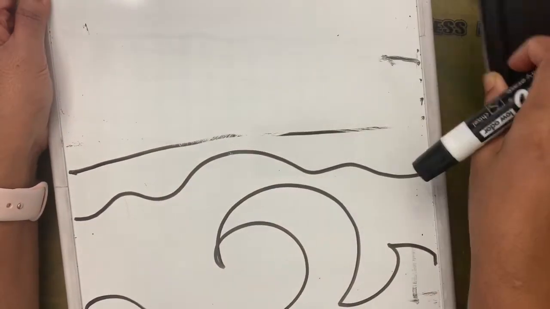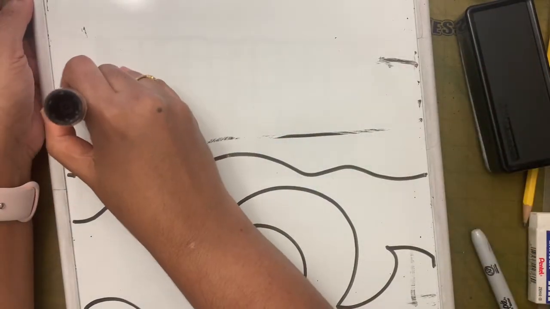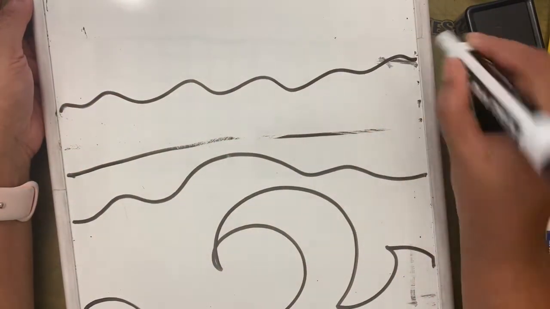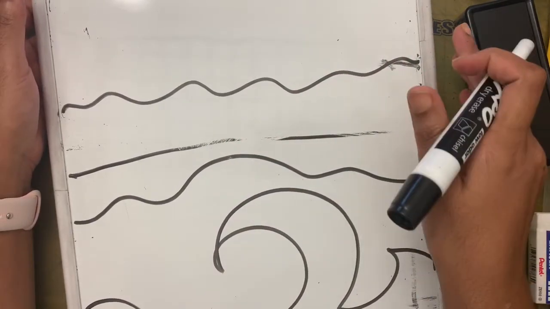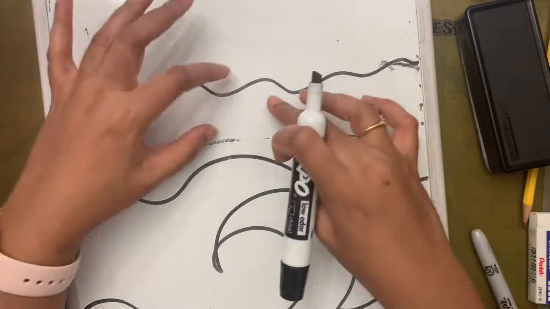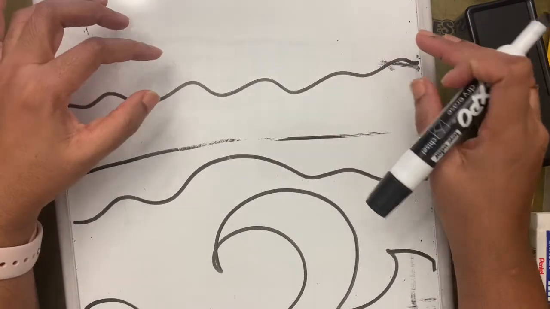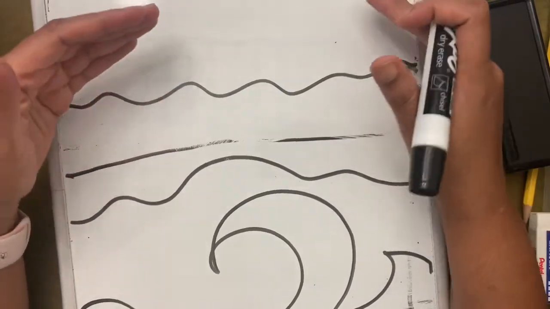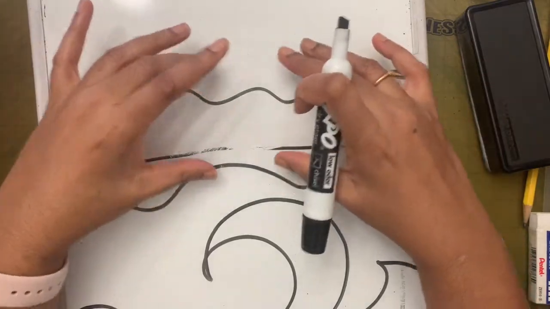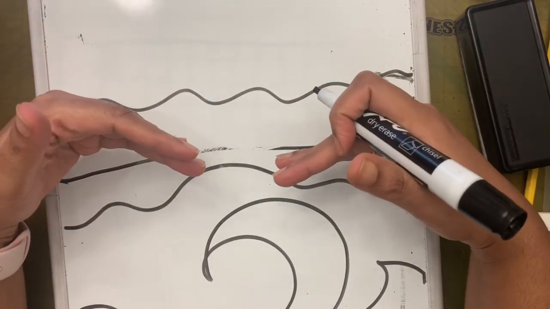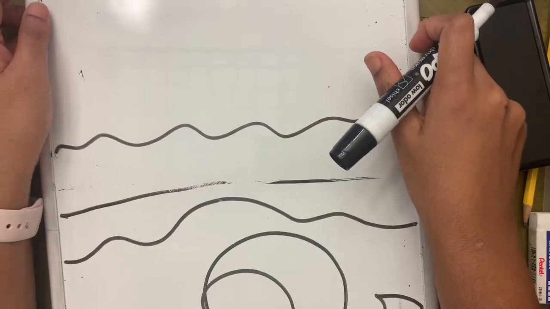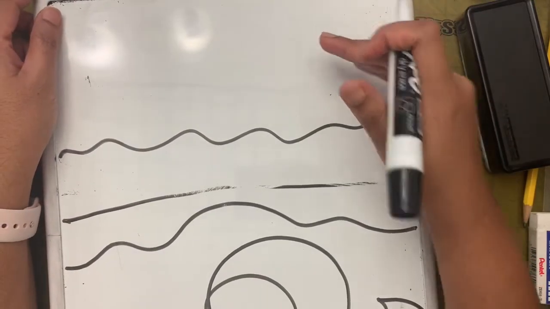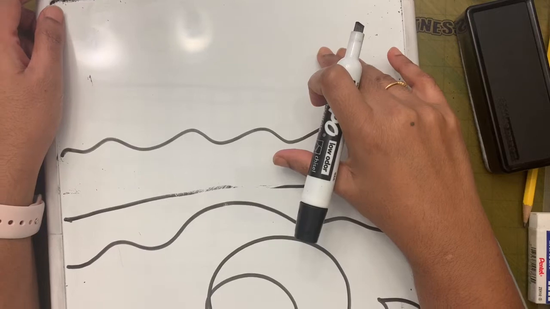Now, if you just want to draw like this, that is also fine. So choose one of these, and then next, this is the line. This line is the line where the sky meets the ground. Okay, so there is a name for that. If you guys remember, what is it? Where the sky meets the ground, it's called the horizon line.